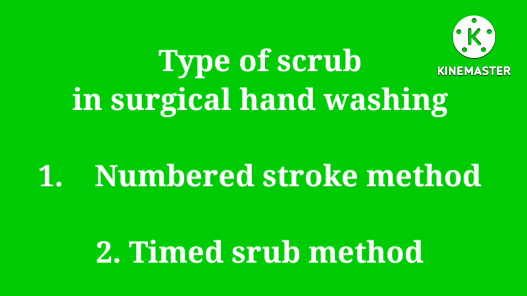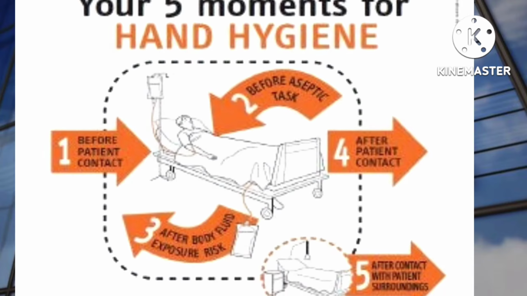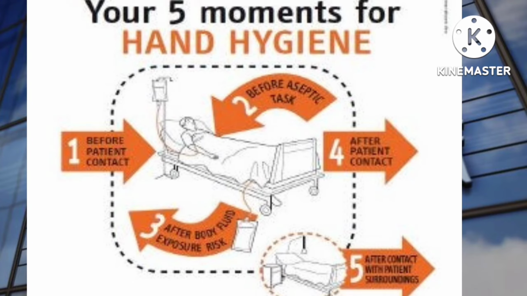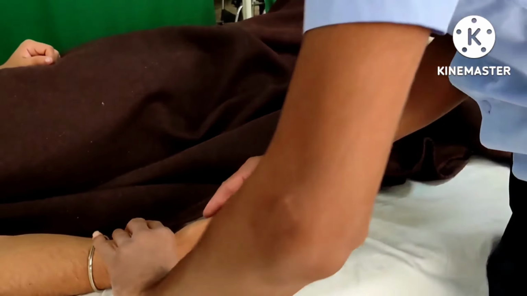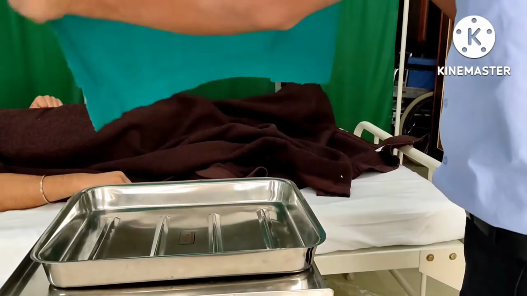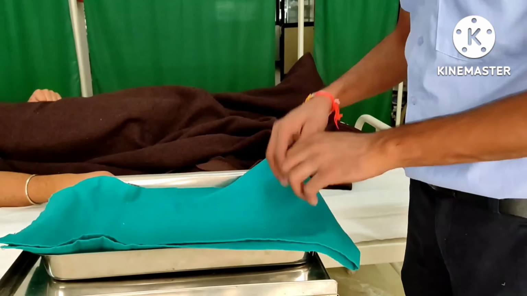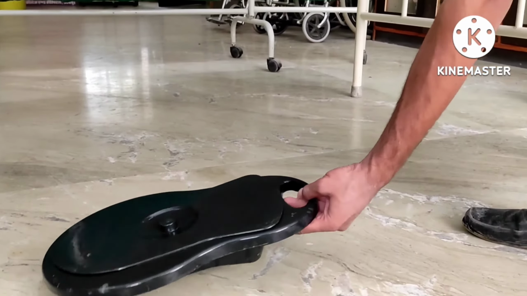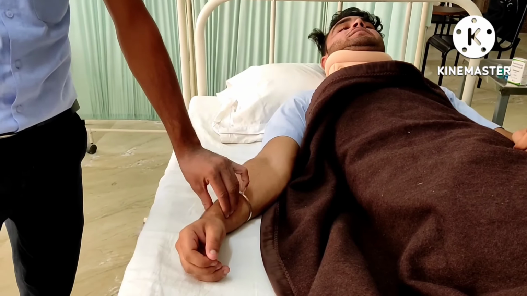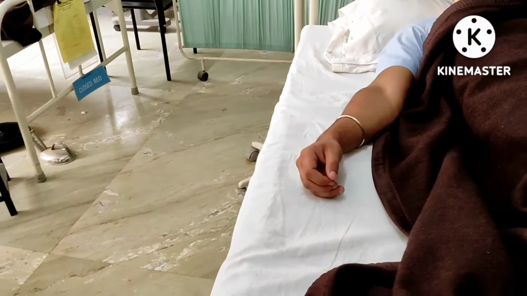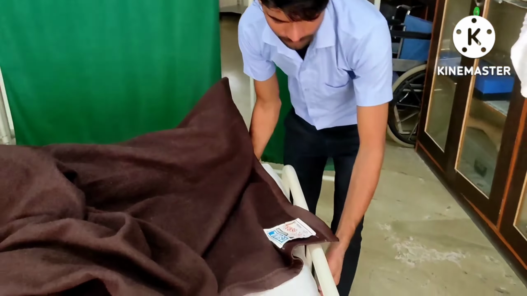The World Health Organization has described 5 key moments of hand washing. Number 1, before touching a patient. Number 2, before clean or aseptic procedure. Number 3, after body fluid exposure risk. Number 4, after touching a patient. Number 5, after touching the patient's surroundings.